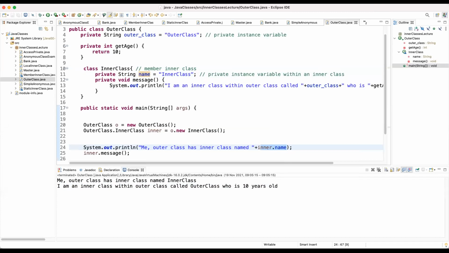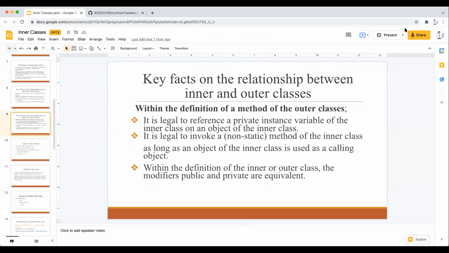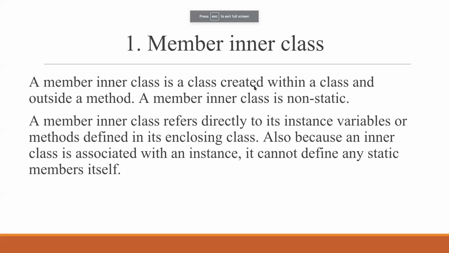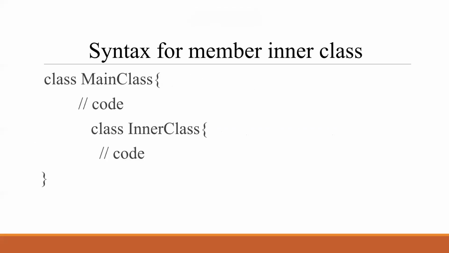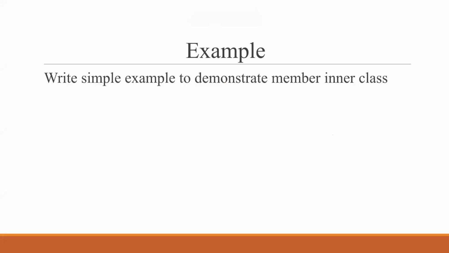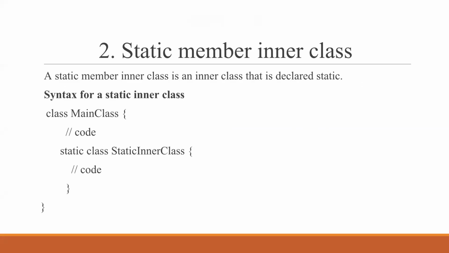So we are done with member inner class. We can proceed with the slides and see other types. The next one is the static member inner class. We've just finished that. We've seen how to instantiate and then how to access the members. Write a simple example to demonstrate a member inner class. I've done that, guys. So next is the static member inner class.